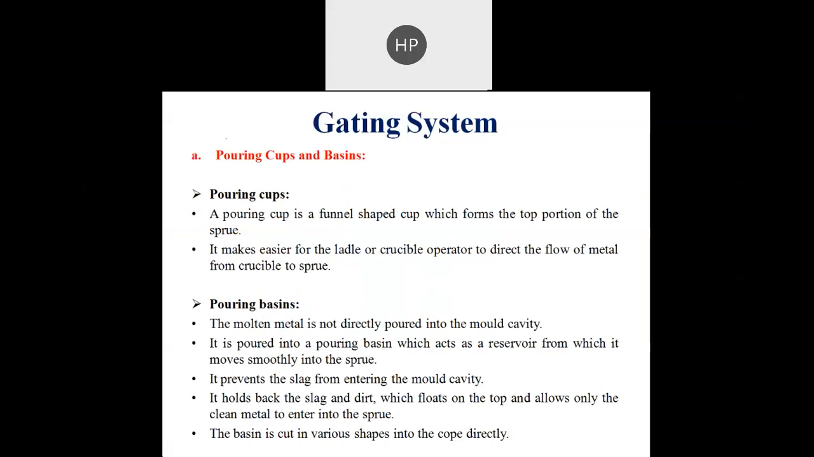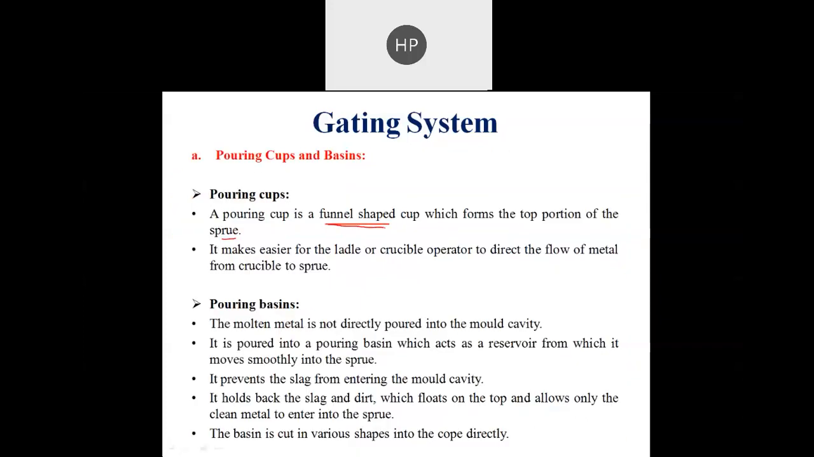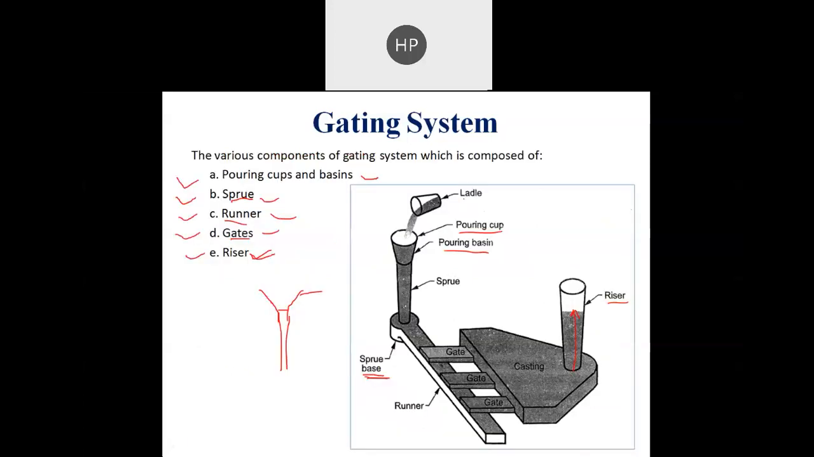So first, pouring cup and pouring basin. A pouring cup is a funnel shaped cup which forms the top portion of the sprue. Okay, so it is an integrated part of the sprue. On top of the sprue we have a funnel shaped cup, and it makes it easier for the ladle or crucible operator to direct the flow of molten metal from the crucible to the sprue. So this is our ladle or crucible.